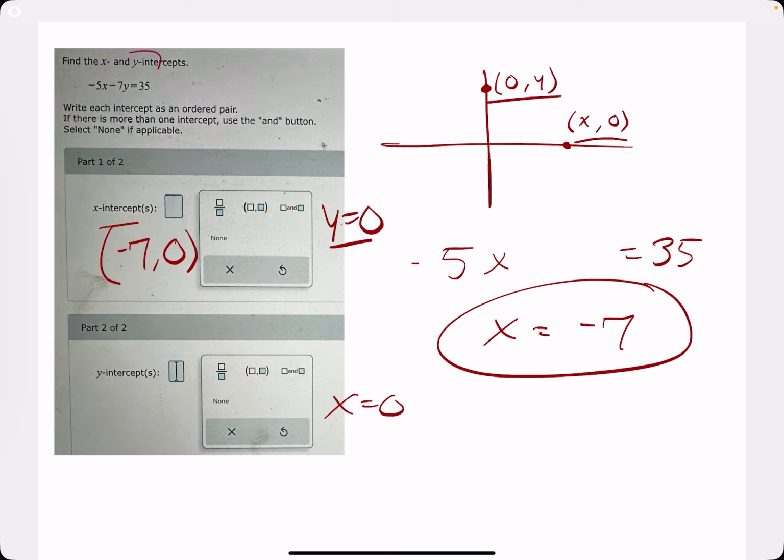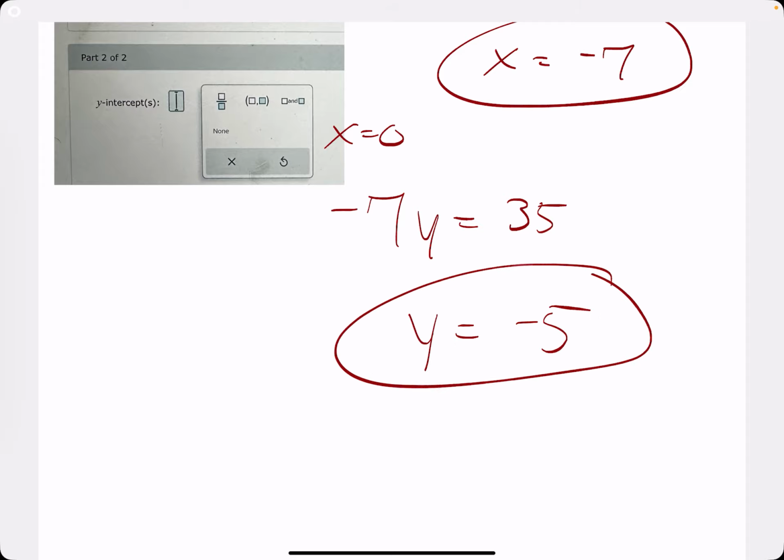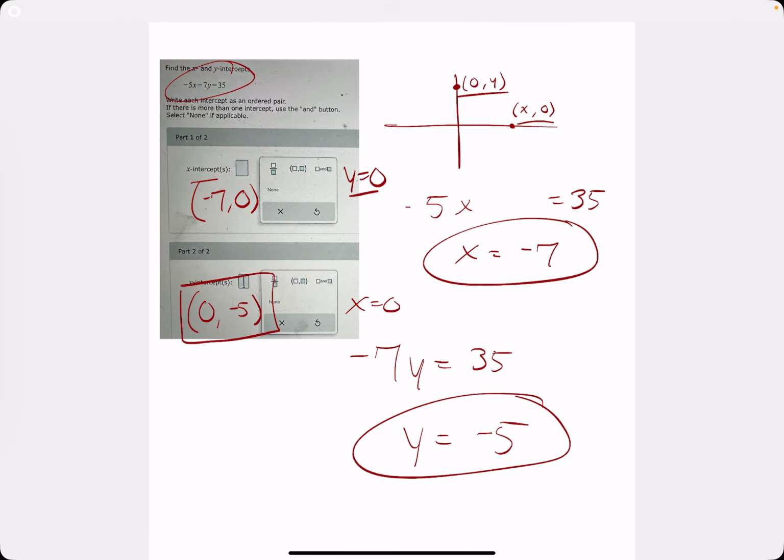X equals 0. Plug in x equals 0. Up here, we get negative 7y equals 35. We divide by negative 7. We get negative 5. Again, ordered pair would be 0 for the x, negative 5 for the y.